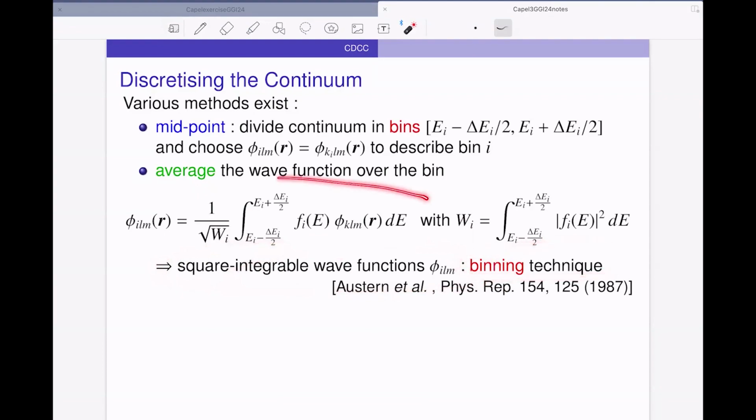Okay, so what you do is you build these continuum wave functions, and then you make an average of them within the bin, and that leads to a wave function that decays at large distances and makes the calculation a bit easier.